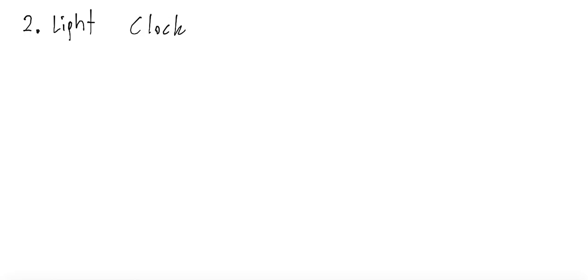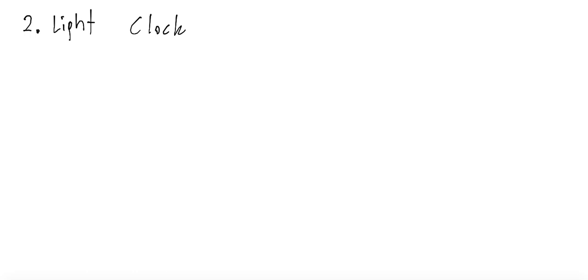Okay, what is a light clock? A light clock is a kind of imaginary device. It's something like a thought experiment from which we are able to calculate the Lorentz factor, a very, very important mathematical formula which describes the special theory of relativity.